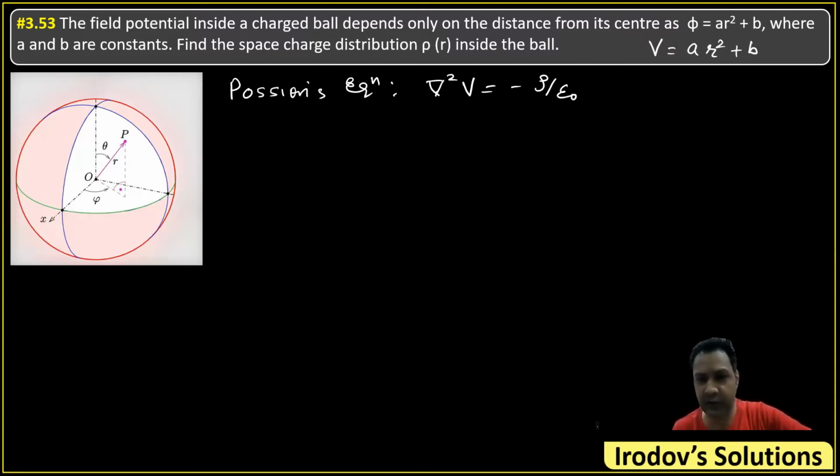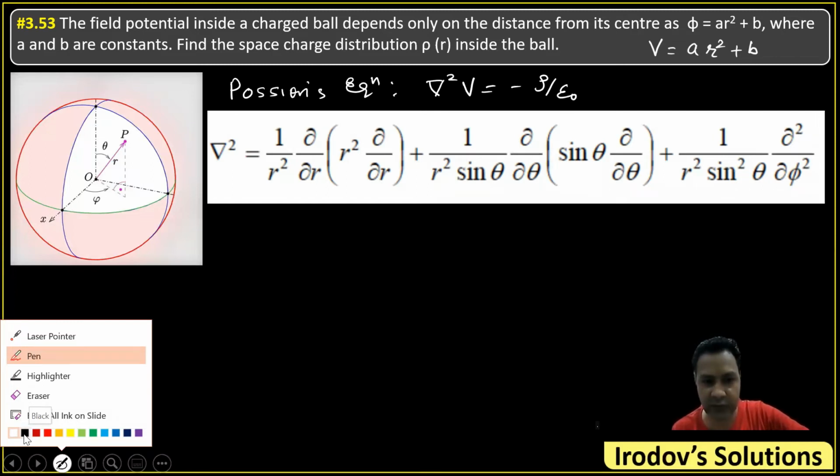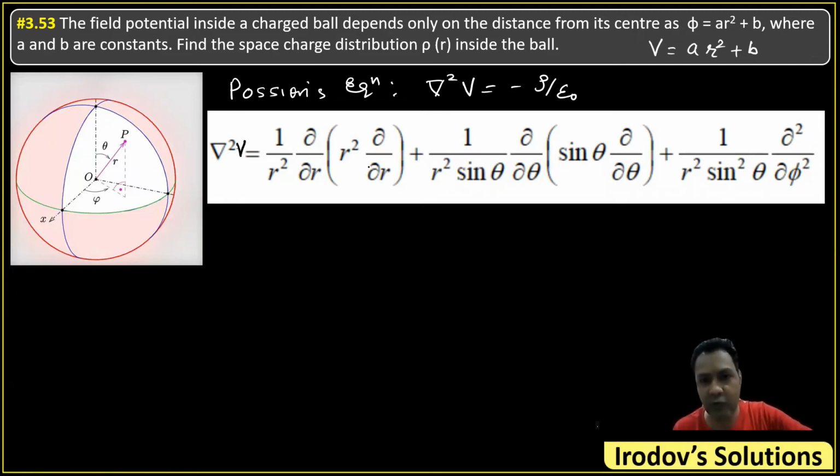So this del square operator, called the Laplacian operator, has a different expression in different coordinate systems. Because the distance given here is the small r from the center, we will be using the spherical coordinate system, and in the spherical coordinate system, del square is given by this expression. This is an operator, so whatever you put after del square, you get del square of that. So if I want del square V, I will have to put V here. You can see that this V is just a function of small r. V does not depend on theta and phi. So obviously del V by del theta would be zero, and del V by del phi will also be zero. So del 2V by del phi square will also be zero.